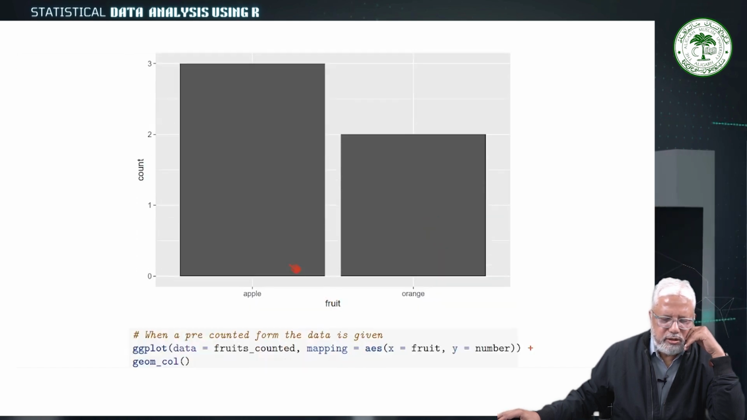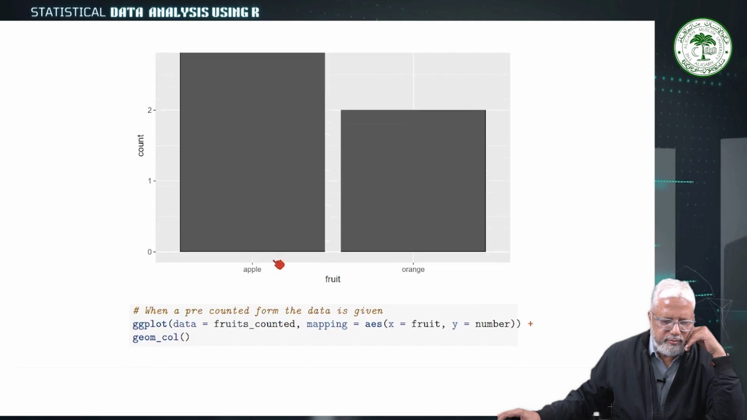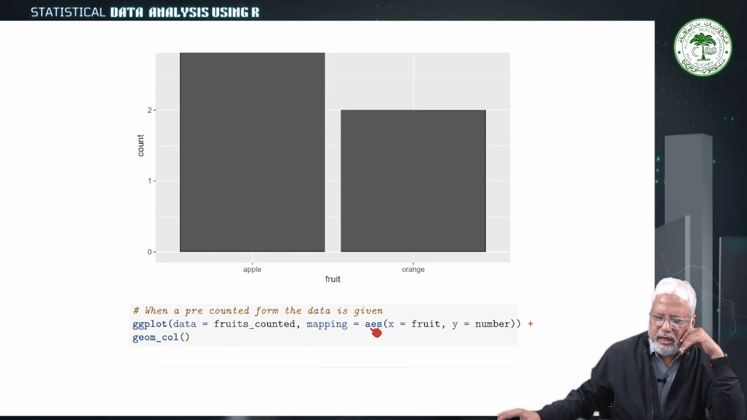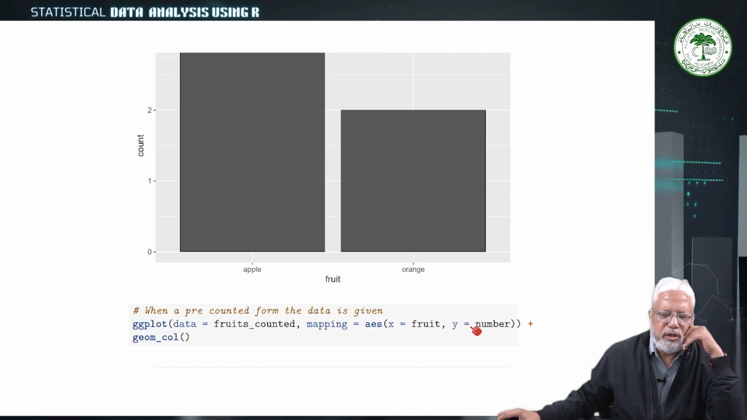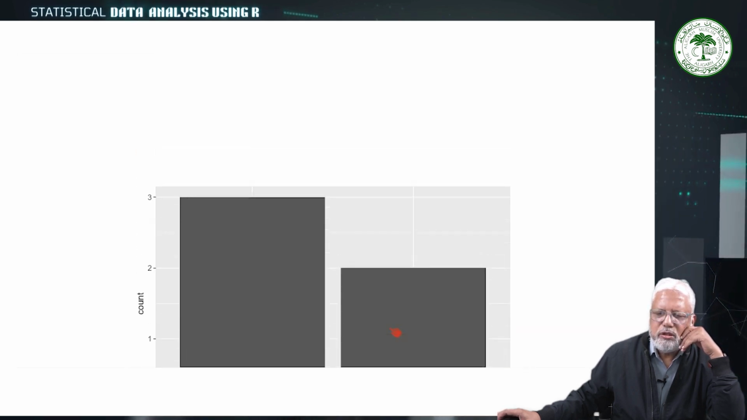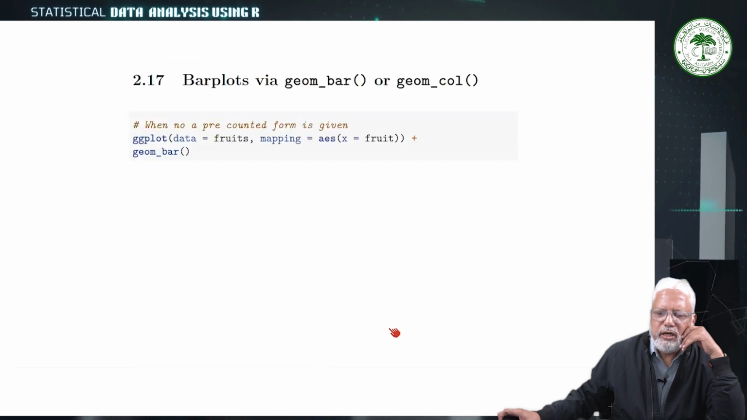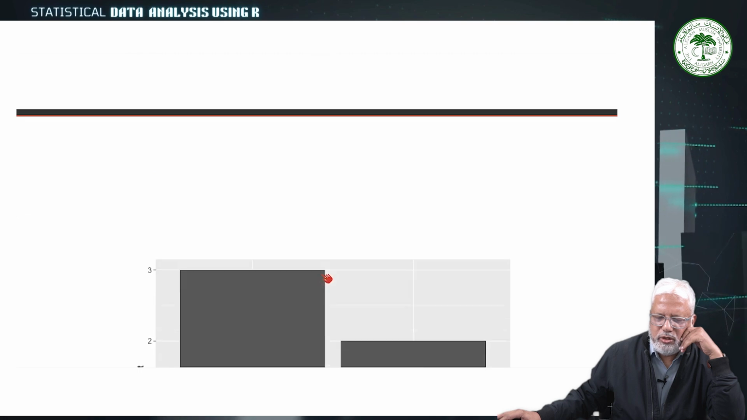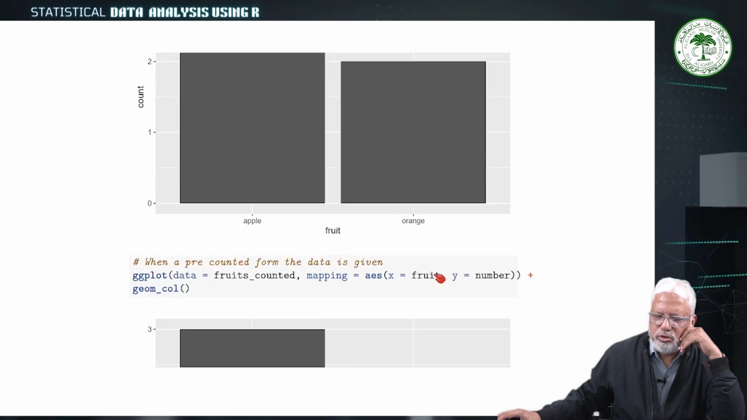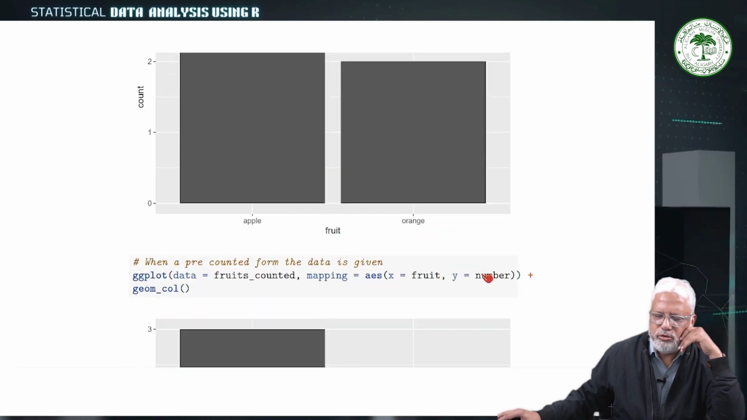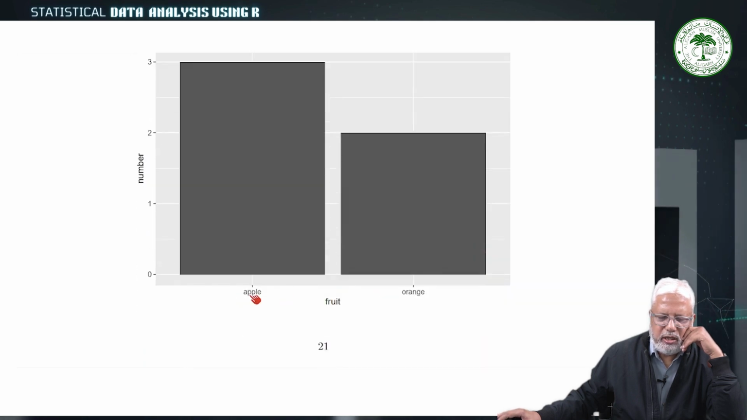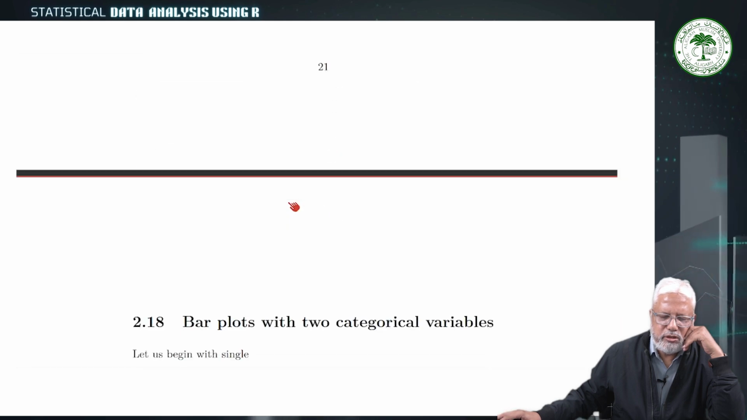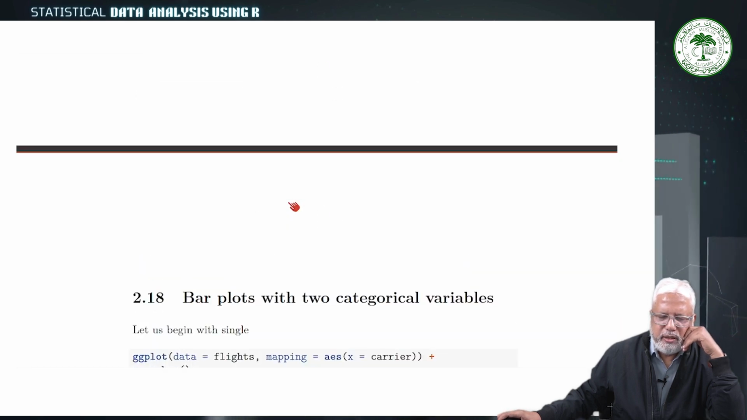So, here it is geom_bar, but here it is geom_col, fruits counted. So, x is equal to fruit and y is equal to number. Here we need only one argument, that is aes x is equal to fruit, but here we need both, x is equal to fruit, and y is equal to number, and these are the apple and orange, and these are the numbers. So, this is geom_bar.